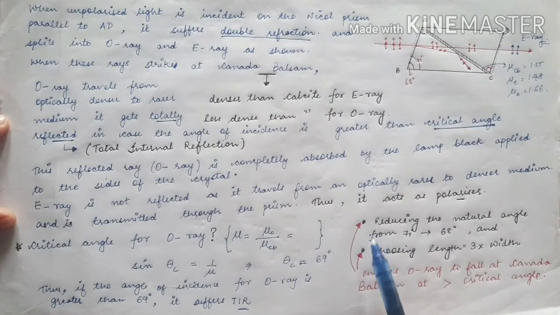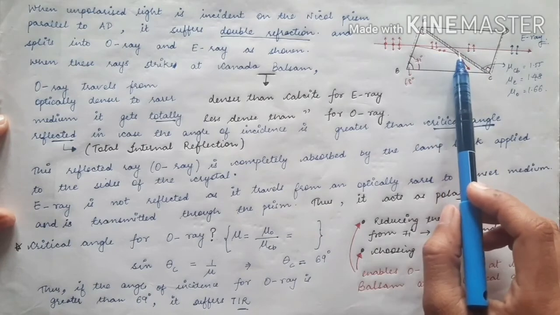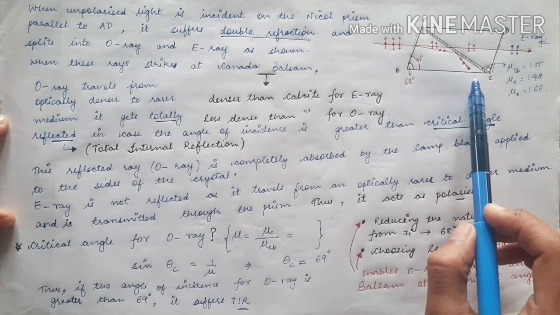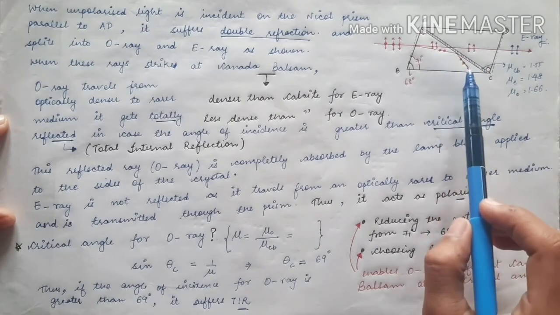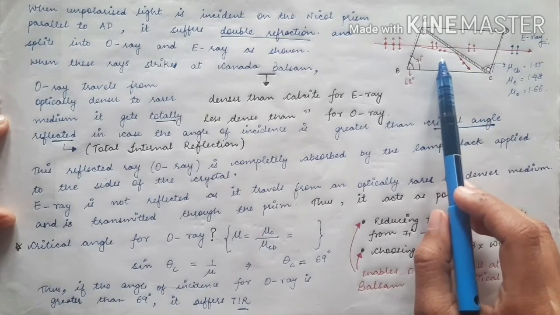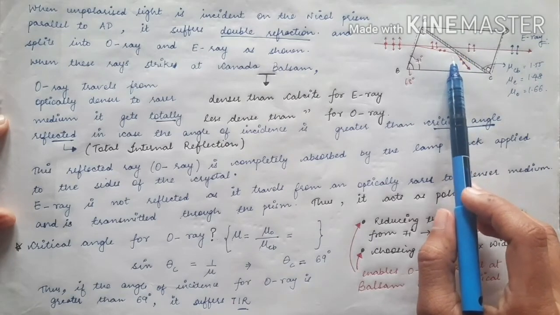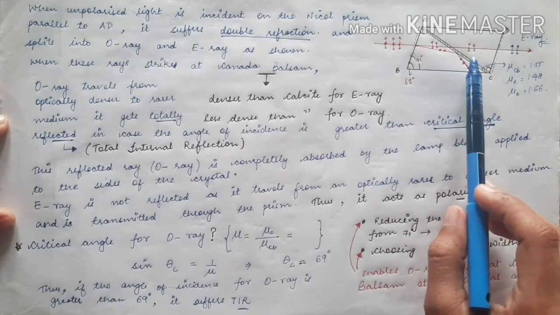These two conditions are taken because only under these two conditions will the O ray fall on the Canada balsam at an angle of incidence which is greater than the critical angle. What do we want in a Nicol prism? We want the O ray to undergo total internal reflection. Total internal reflection has two conditions. First, the ray must travel from a denser to a rarer medium. Second, the angle of incidence of the ray should be greater than the critical angle.